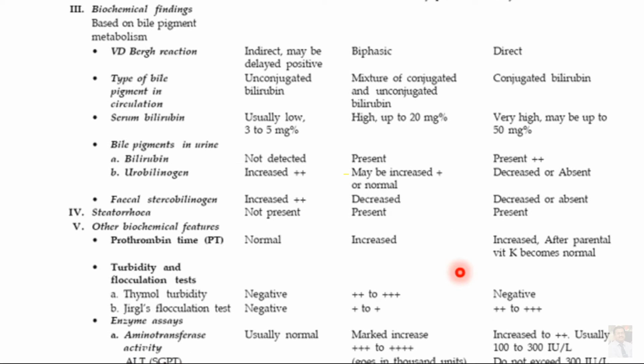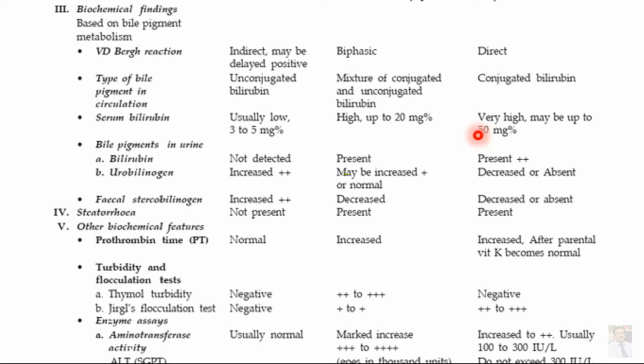So here we can identify jaundice based on bile pigment metabolism, that is the Van den Bergh reaction. This may be indirect, or delayed or positive, biphasic, and direct. Type of bile pigment in circulation: the first type is hemolytic jaundice, where unconjugated bilirubin is circulated more. Second one is hepatic jaundice, where a mixture of conjugated and unconjugated will be there. And in the third one, conjugated will be more. So this is the identification.